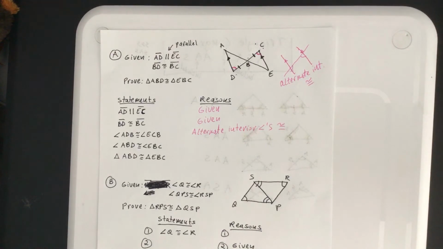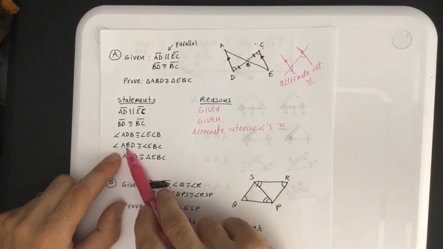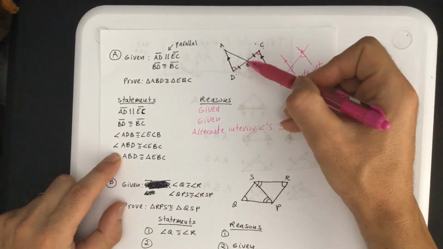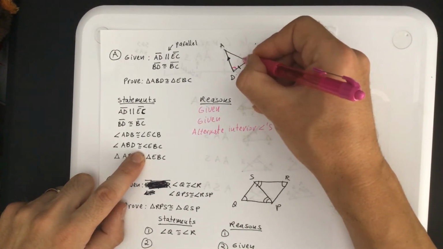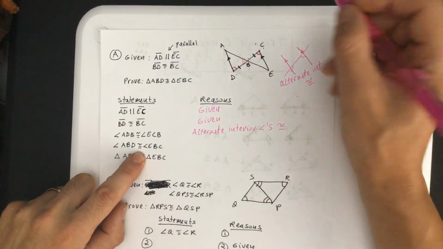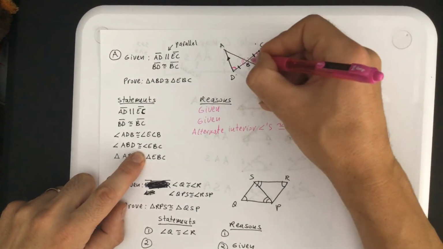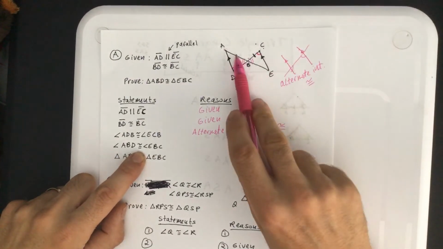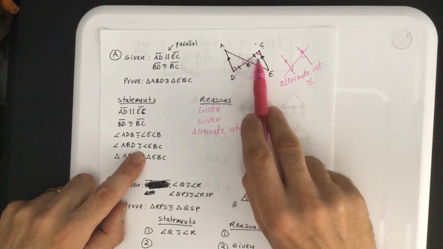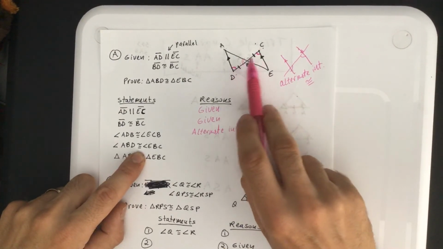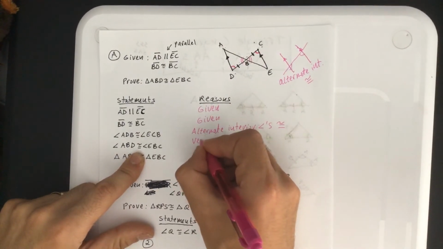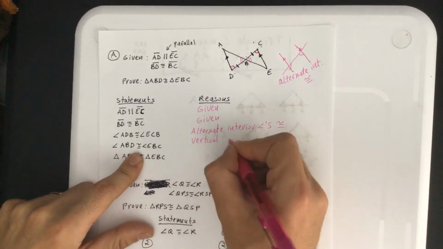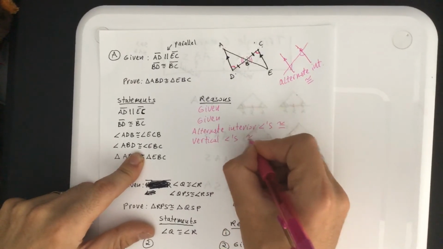Right? Now, the next one, ABD is congruent to, let me mark it down differently, EBC with this one. Well, you should know that one already. Vertical angles. Vertical angles are congruent to each other. So, vertical angles congruency.